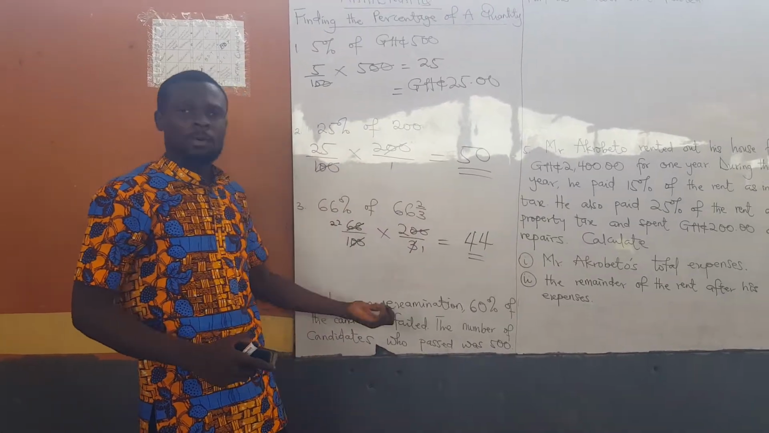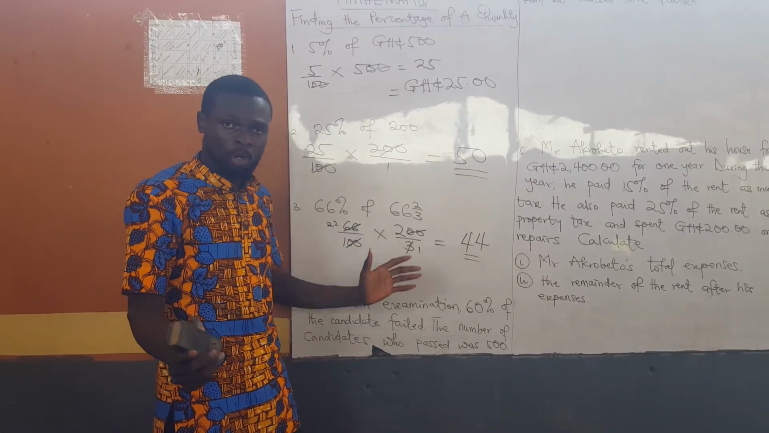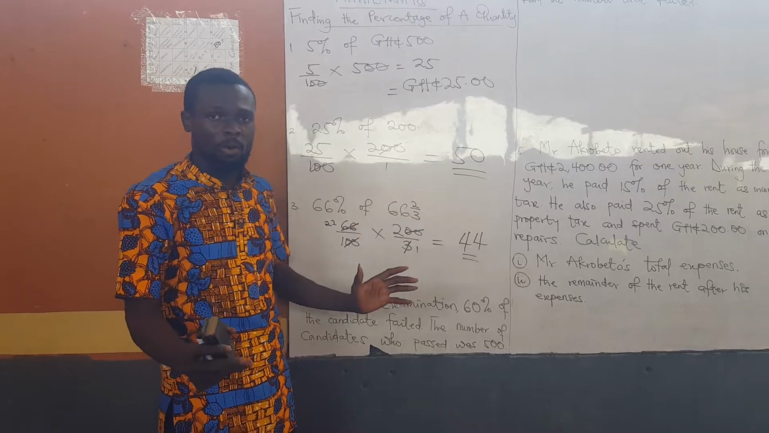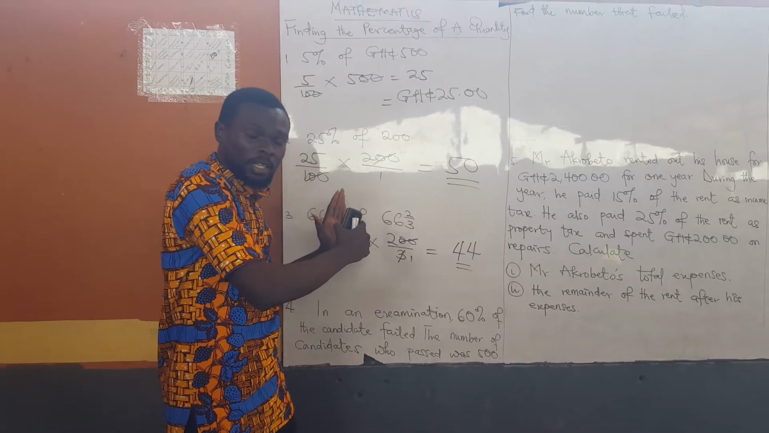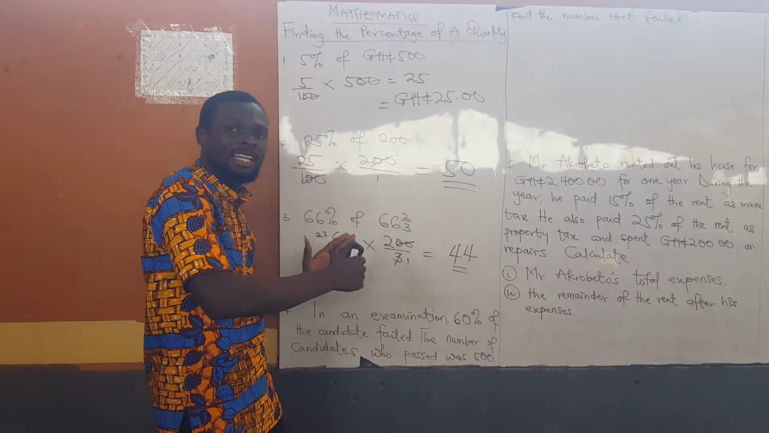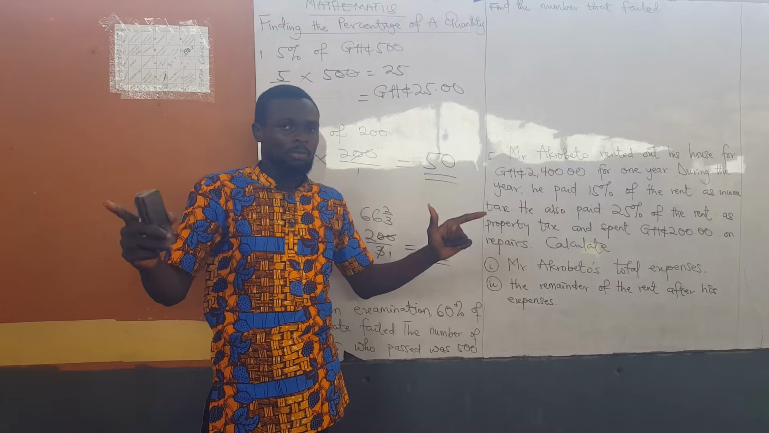Good. Now let's move on to the fourth one. The fourth one is quite like a word problem, or it is in a word problem form. Just as what we've done, that is finding the percentage of a quantity, multiply the percent by the quantity. Here they've given it to us in a word problem form.